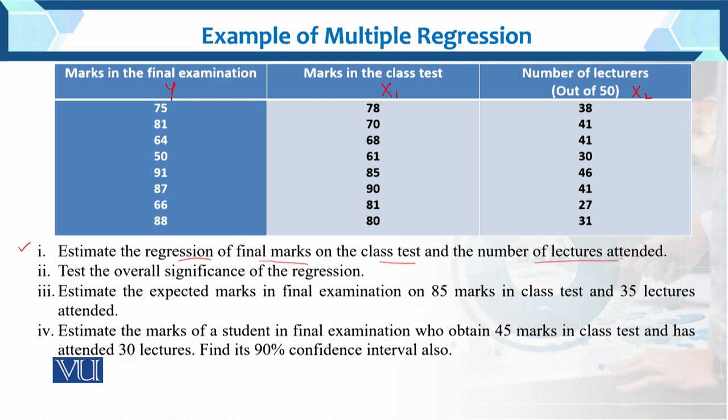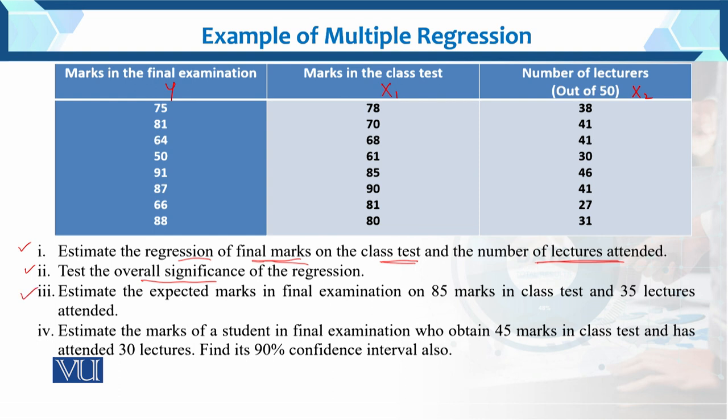Now the first part is: estimate the regression of final exams on the class test and the number of lectures he attended. Yani humne regression line fit karni hai. Aur humne kya estimate karna hai? Final marks. Aur final marks kis pe depend karte hain? Class test pe and the number of lectures attended pe. Second part: test the overall significance of the regression. Regression ki humne overall significance check karni hai.